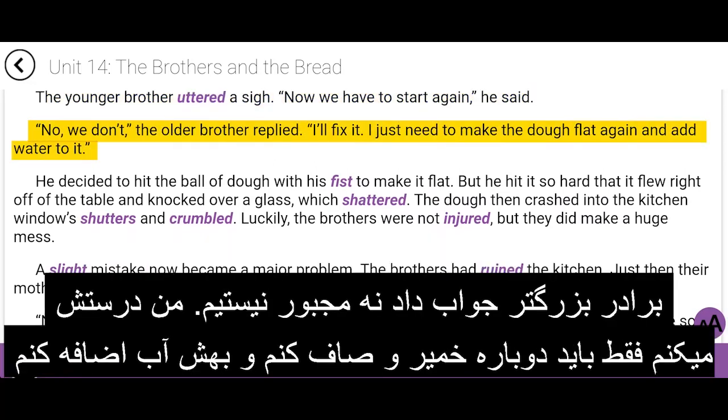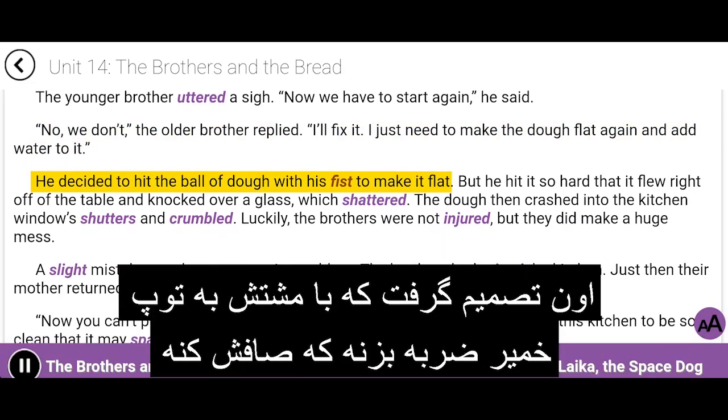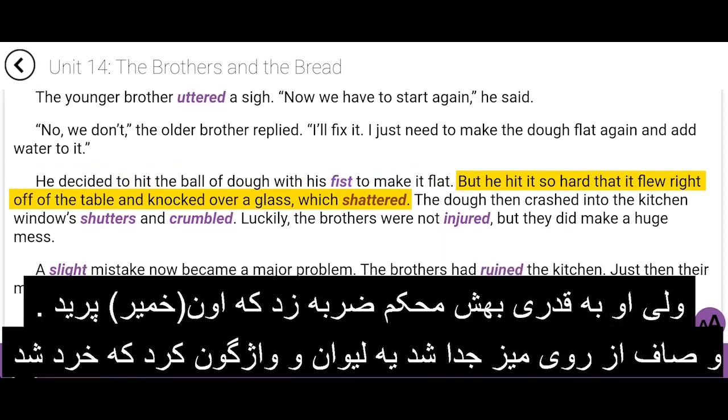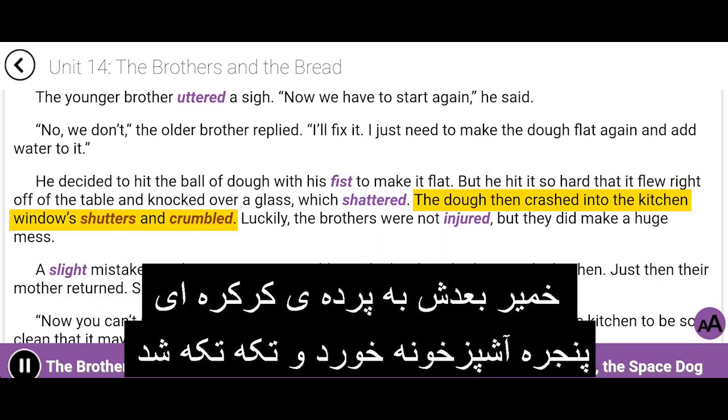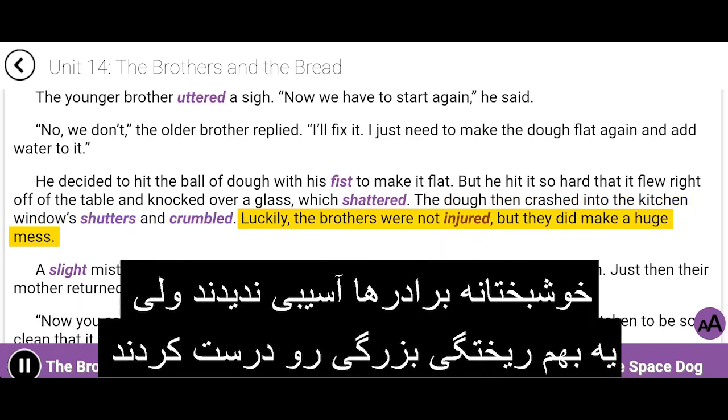"No, we don't," the older brother replied. "I'll fix it. I just need to make the dough flat again and add water to it." He decided to hit the ball of dough with his fist to make it flat. But he hit it so hard that it flew right off of the table and knocked over a glass, which shattered. The dough then crashed into the kitchen window shutters and crumbled. Luckily, the brothers were not injured, but they did make a huge mess.